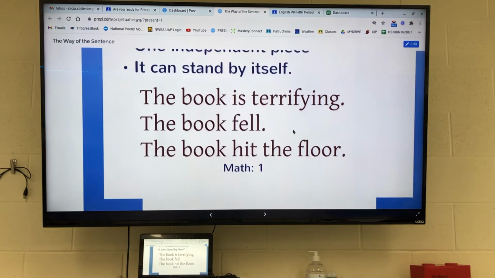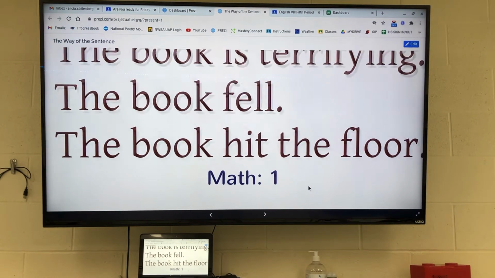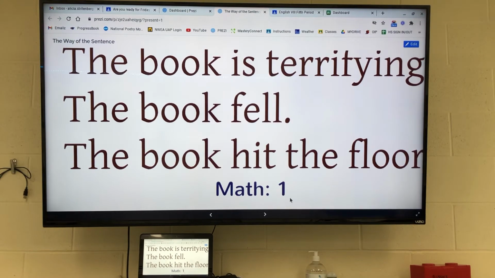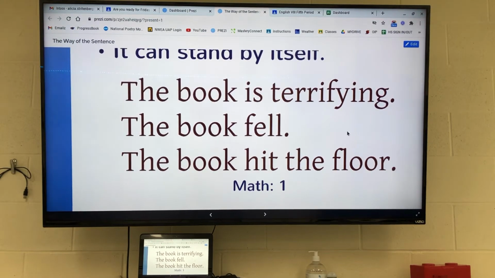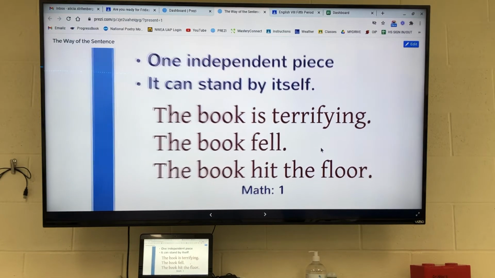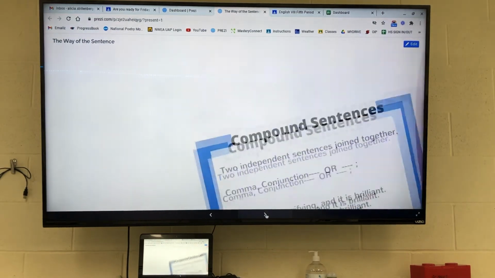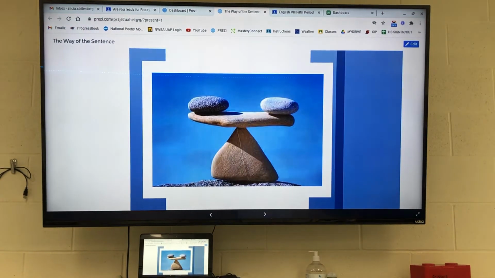You don't have to do the math for words, but if we're in class and I'm trying to explain it to you, you can think about this as the number 1. It's one independent piece. So there is a mathematical way to remember these patterns. One independent piece, it can stand by itself. It has to have the meaning behind it too.